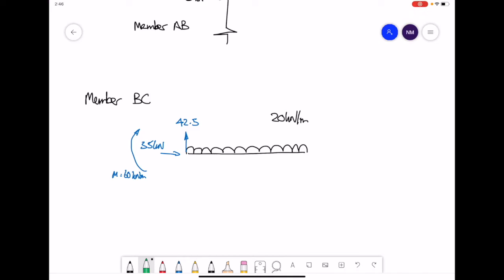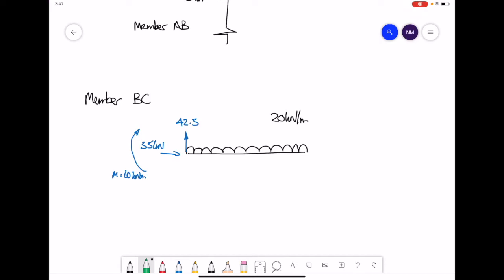Again, we're only looking at the member. We're not including joint C. There's a separate force applied at joint C, and we're not at this point in time considering that load, just whatever is applied at the member. For equilibrium, our member must balance forces vertically, horizontally, and moments at any point.